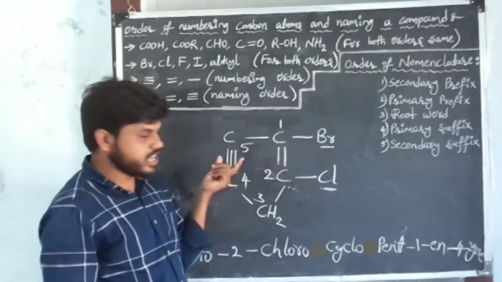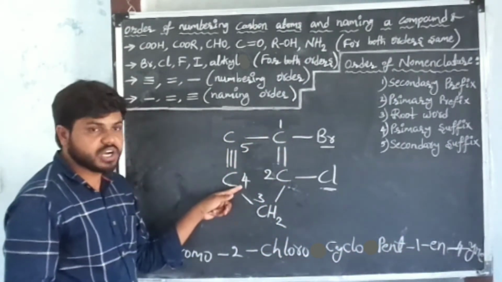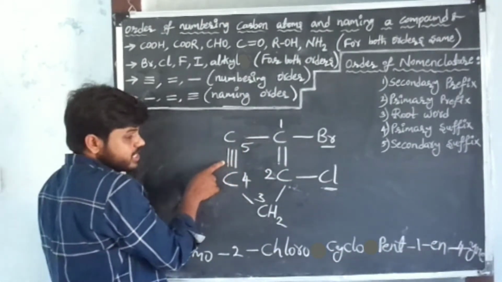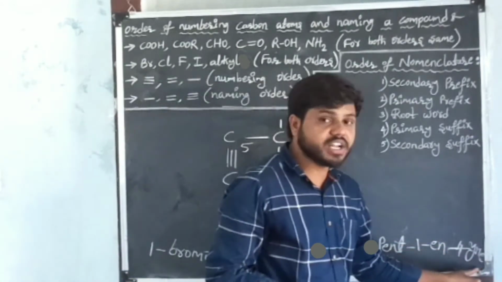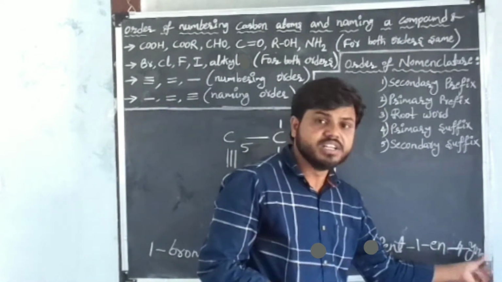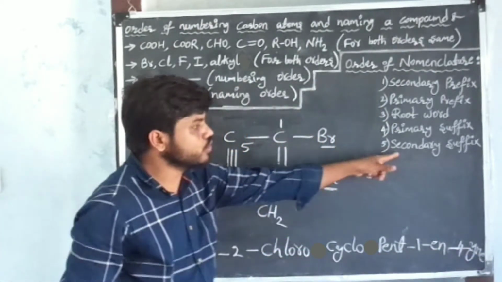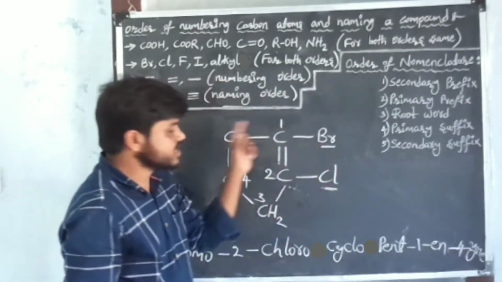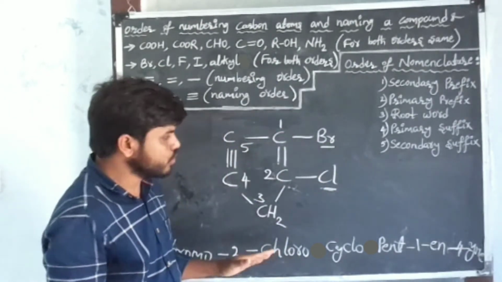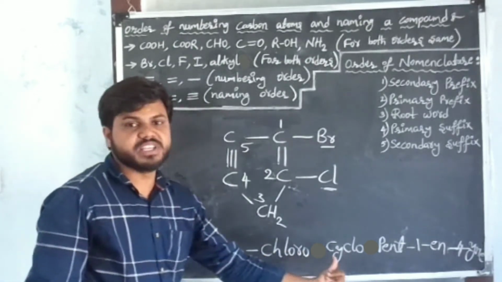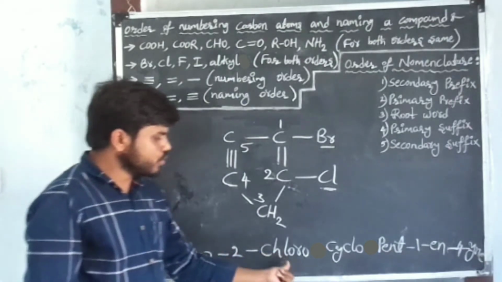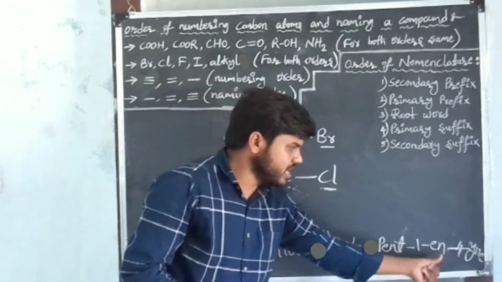After writing the double bond, take the triple bond. The triple bond position is 4. I have written the triple bond position, that is 4. After writing the position, take the triple bond suffix. The triple bond suffix is yne. I have written the position and triple bond suffix. After that, go to the secondary suffix. Secondary suffixes are functional groups. Functional groups are not present in the given carbon compound. So this is our required IUPAC name of the given carbon compound, that is 1-bromo-2-chlorocyclopent-1-ene-4-yne.